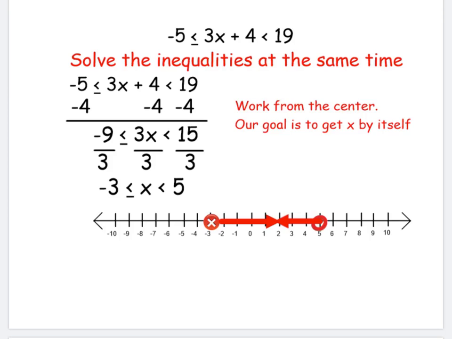So my first inequality is x is greater than or equal to negative 3. So I have my circle at negative 3. It's greater than or equal to, so it's filled in. And then since it's greater than, my arrow goes to the right. My other inequality in that one is x is less than 5. So my circle is at 5. It's just strictly less than, so it's not filled in. And then since it is less than, my arrow goes to the left-hand side. Therefore, my graph would look like this, where you have the circle filled in on the negative 3, and then my line stretches out until you get to the 5, where that circle is open.